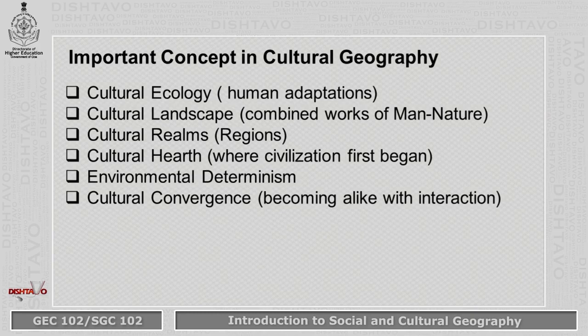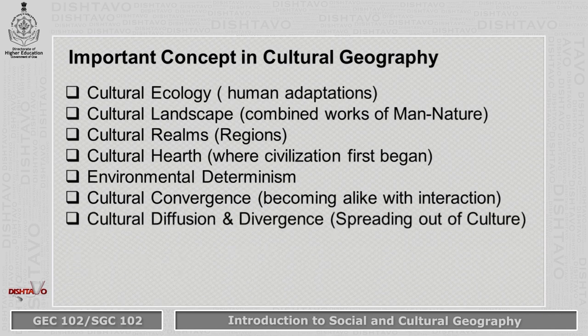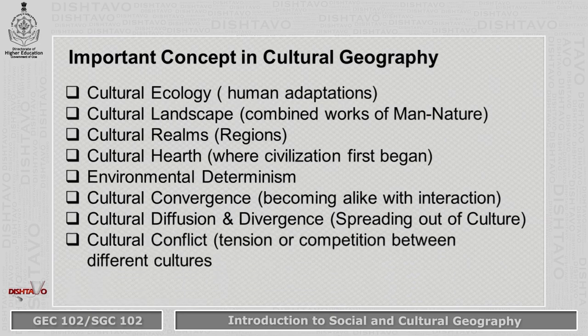Cultural convergence. When people from different cultures interact, there is a cultural convergence. Cultural diffusion and divergence. When we move from one area to another, we move with our culture and we try to spread it. For example, today yoga is celebrated, there is International Yoga Day, and yoga as an art is practiced in different parts of the world. This is the culture of India, but it has gone to different parts of the world.